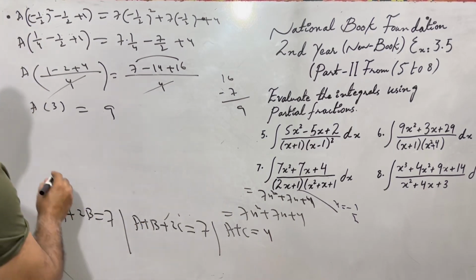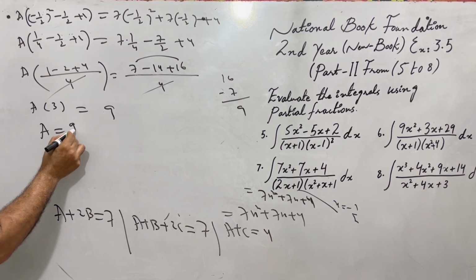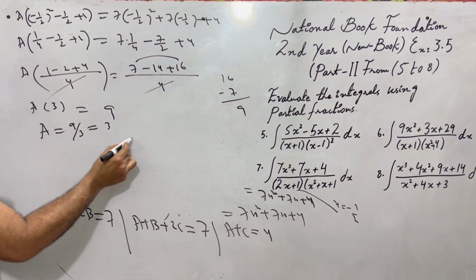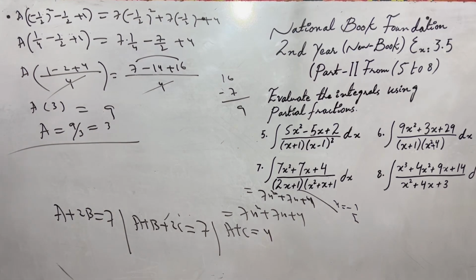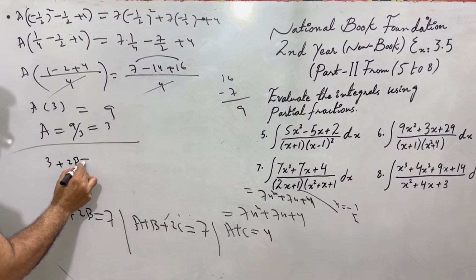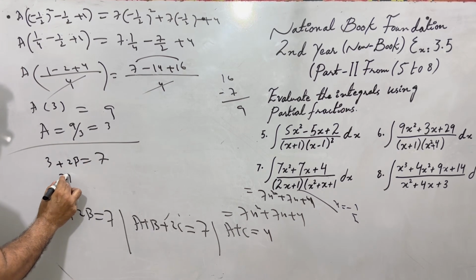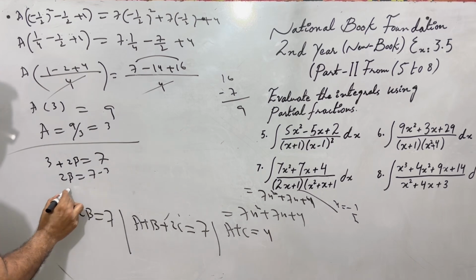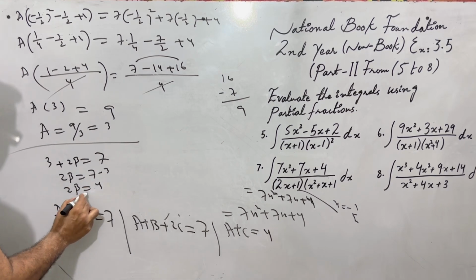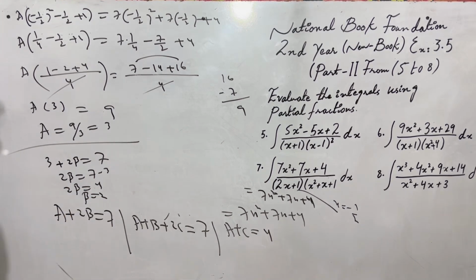Okay, good. Then A is going to be 9 over 3. So the value of A is 3. Bingo. Put the value of A equal to 3 here. We get 3 plus 2 times B is equal to 7. 2B is equal to 7 minus 3. 2B is equal to 4. B is equal to 2.